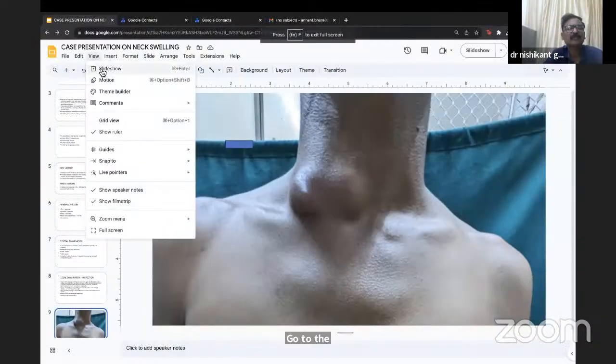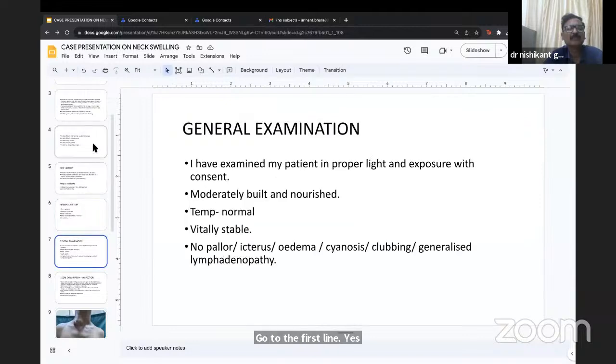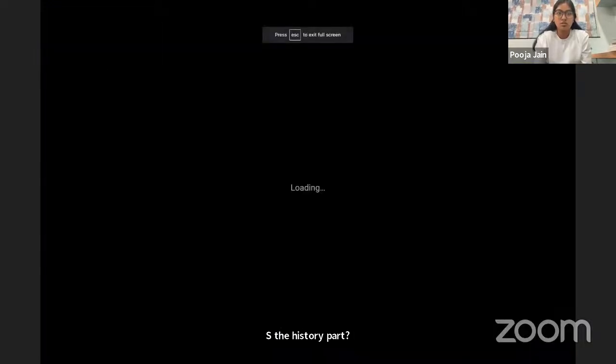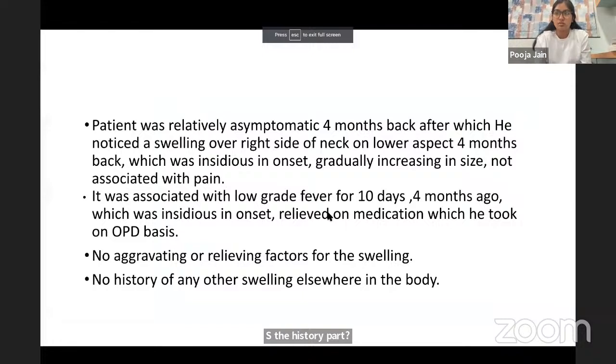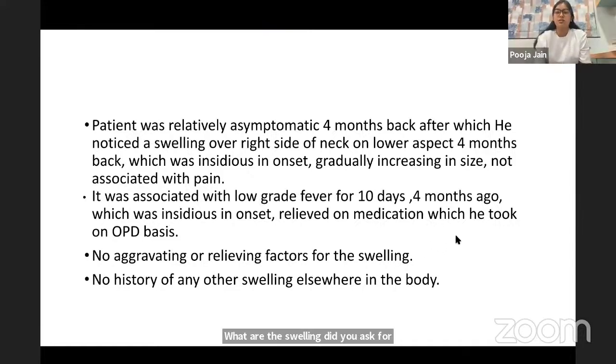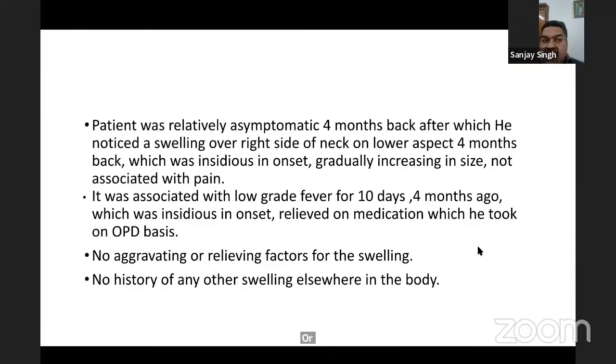Sorry, sir. Sir, on the history part? Yes, negative history. What other swellings did you ask for? If there is any other swelling in the groin region of the patient or on the neck. Does this neck swelling match with your groin swelling? Any history in the groin, can you corroborate with this neck swelling?